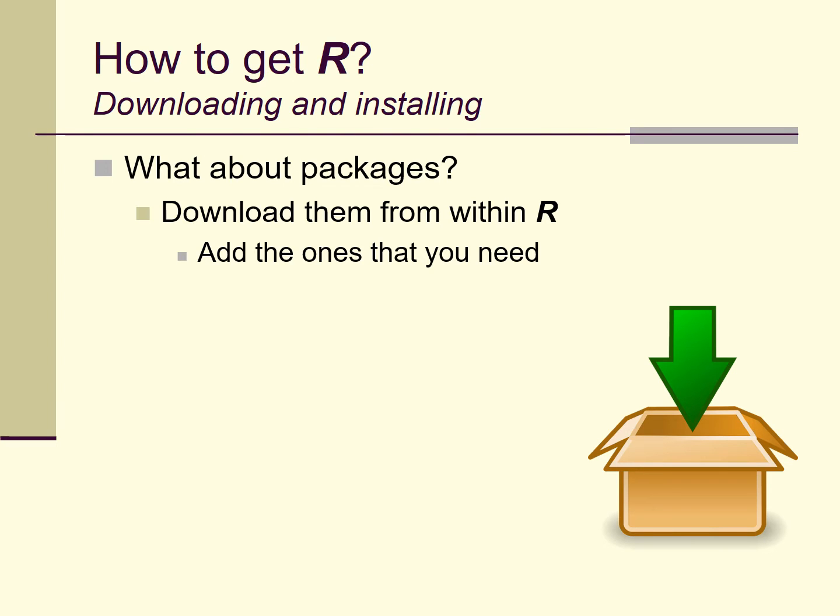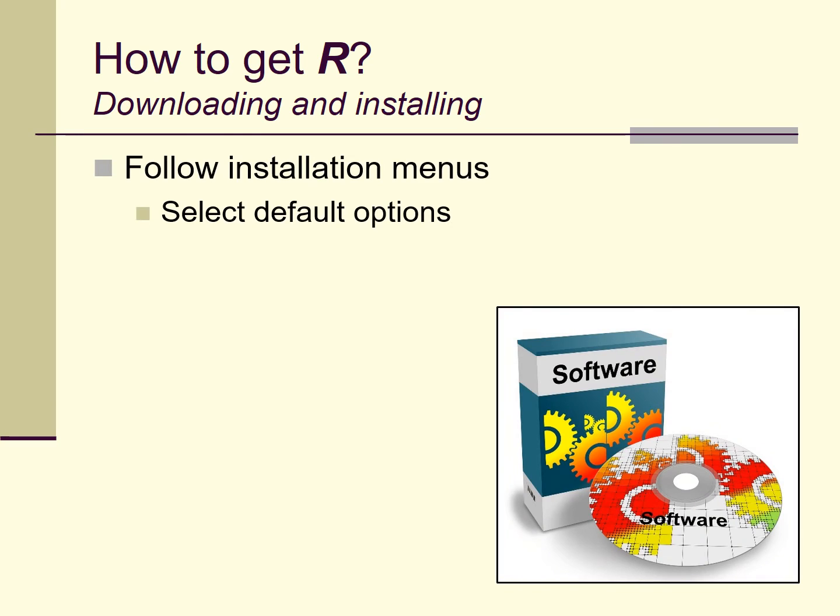Once you've opened up R, you have a limited command console with a command prompt and a short bar of menus up at the top. You can find packages within R, and you can just add the ones you need. For the most part, this is pretty simple. Just download and install, follow the default options, and you should be good to go with both R and some of the base packages that it already comes bundled with, or additional packages if you want to install them.